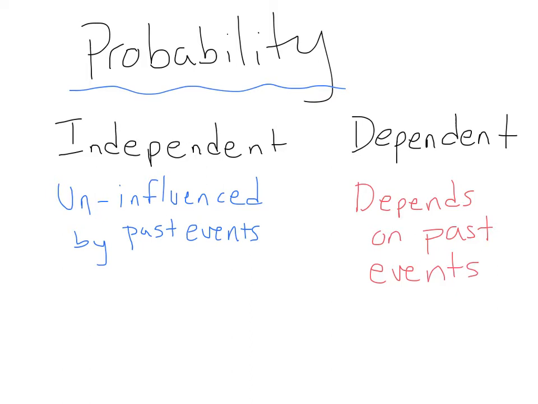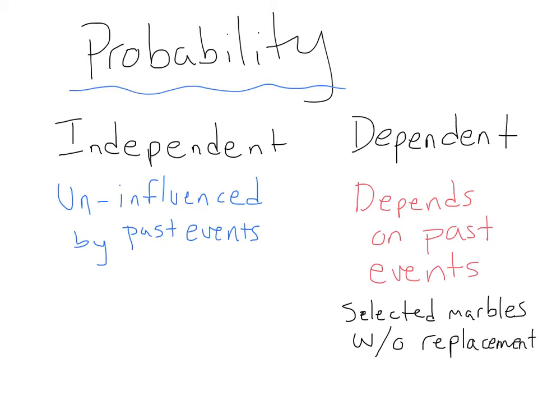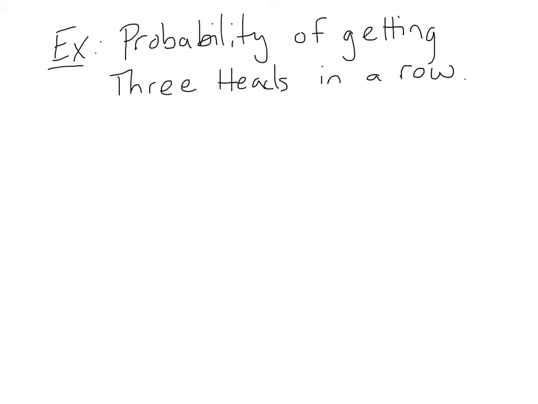An example of each might be: for dependent, maybe you're selecting marbles from a bag without replacement, without replacing the marbles. Where independent probability would be like the flipping of a coin. Let's do some examples with these. Here's a classic example. Is this independent or dependent probability?